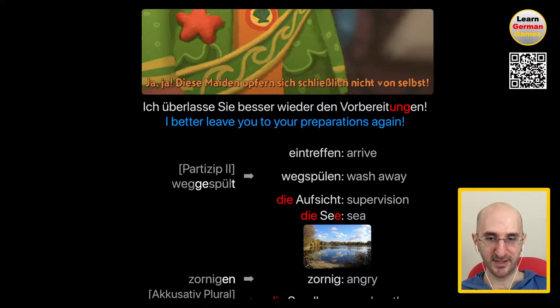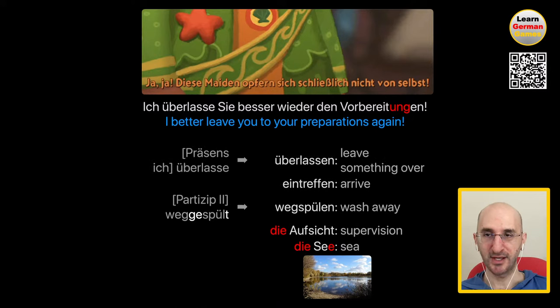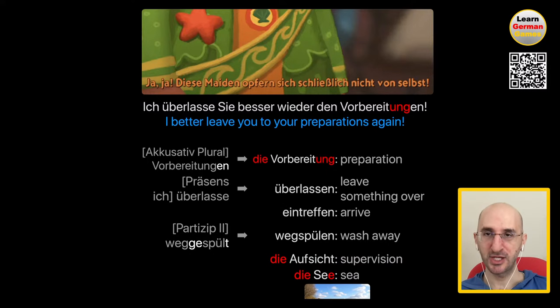Überlassen is to leave something over, so she's just leaving him to his stuff, ja? Yeah? What is she leaving him to? Die Vorbereitung, also preparation. But here we use den Vorbereitungen, because this is the dative case, so she's leaving the preparations to him. This is why you use the dative here. Some verbs, you just have to remember what case they take. Yeah.